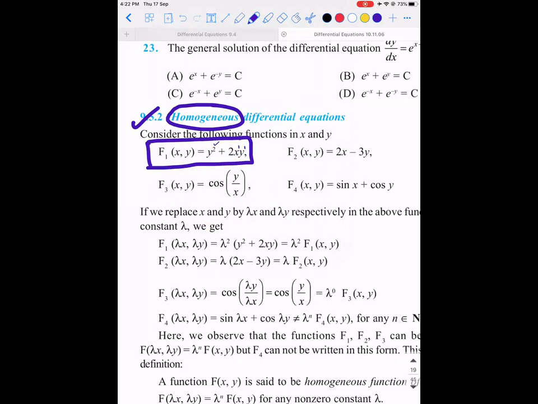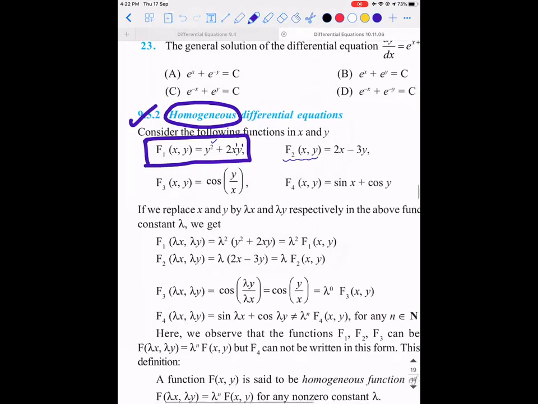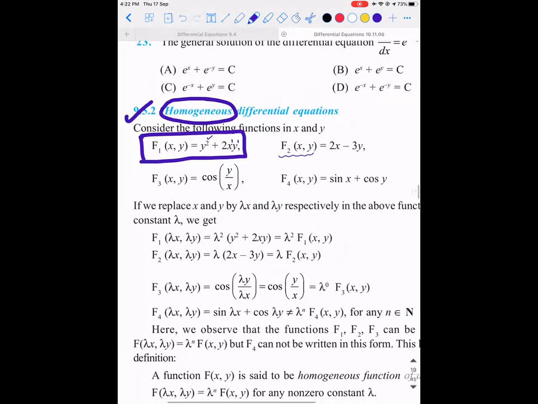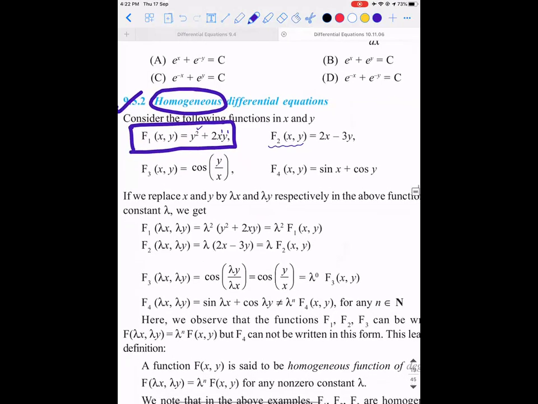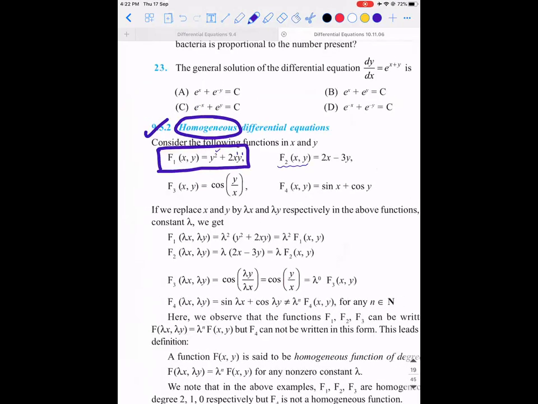Similarly, f2 of x comma y, what is this? So if you take, it's also a homogeneous equation, because power 1, power 1. What about this thing? This is also going to be homogeneous only, right? You're going to get back the same thing. Sin x plus cos y, this is also homogeneous.